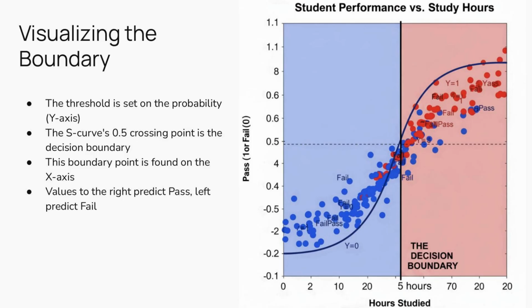And this leads to a super important concept. The threshold is at 0.5 on the y-axis, probability, but the decision boundary is on the x-axis, our data. If we trace the 0.5 threshold over to our S-curve and then drop a line straight down, we find the exact x value where the model changes its mind. Let's say it's at 5 hours. This vertical line is our actual decision boundary. The model has learned a simple rule. If hours studied is less than 5, predict fail. If it's more than 5, predict pass. That's all the model is.